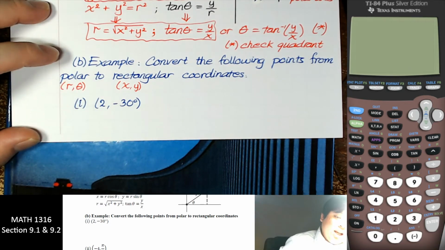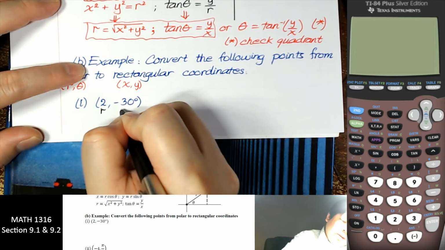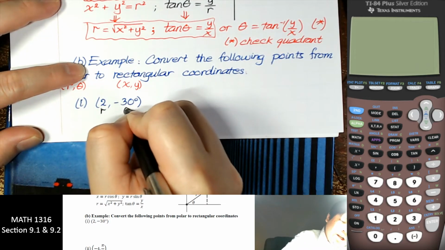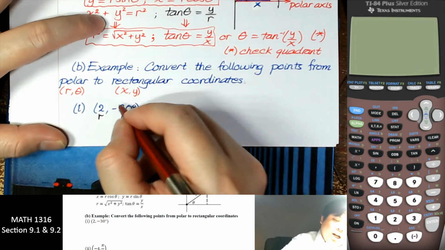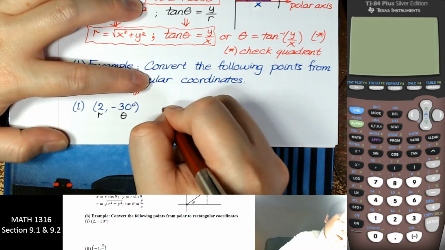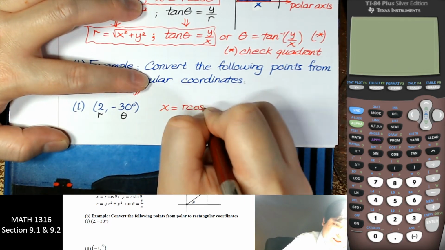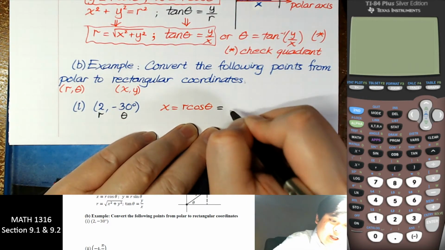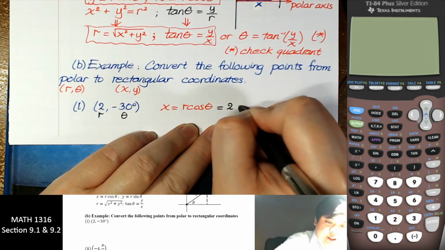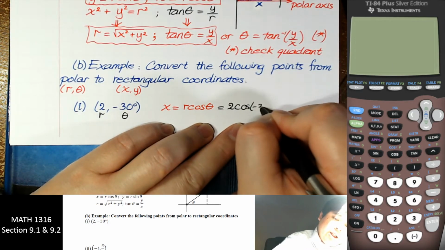so in this problem we are given the point in polar coordinates. So this is r and this is theta. And very straightforward. To convert this into x and y, we have x equal to r cosine theta. So x is 2 cosine of negative 30 degrees.